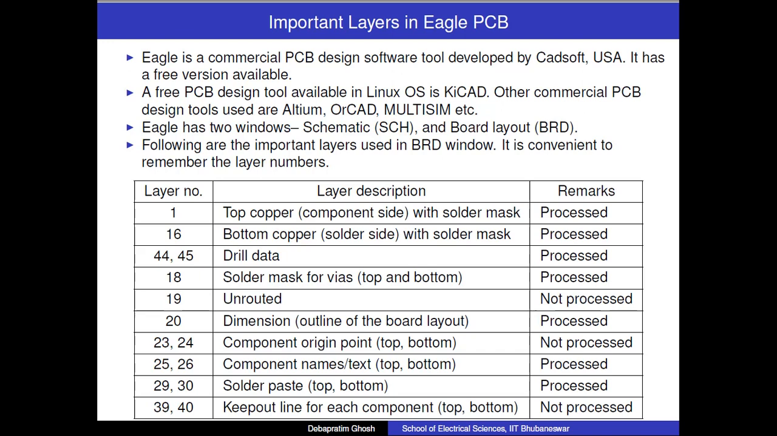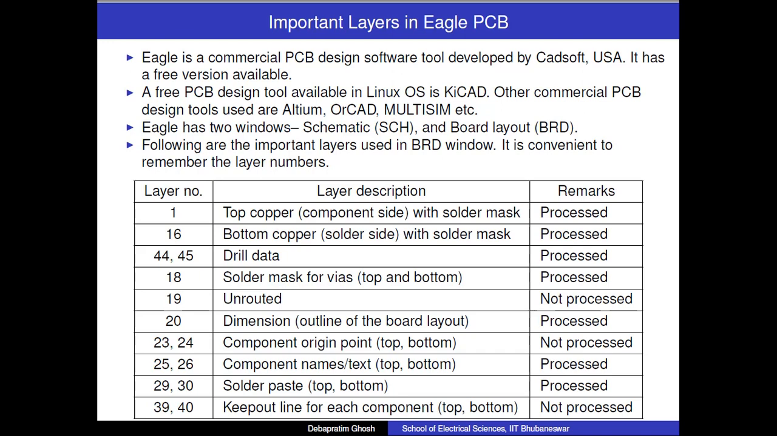Then 23 and 24. That is the component origin point that exists in both top and bottom. 23 for top, 24 for bottom. That is the point through which you can move or rotate components. 25 and 26 are for component names. Suppose IC1, R1, C1, L1. Those are component names. 25 and 26 for top and bottom respectively, and this is processed.